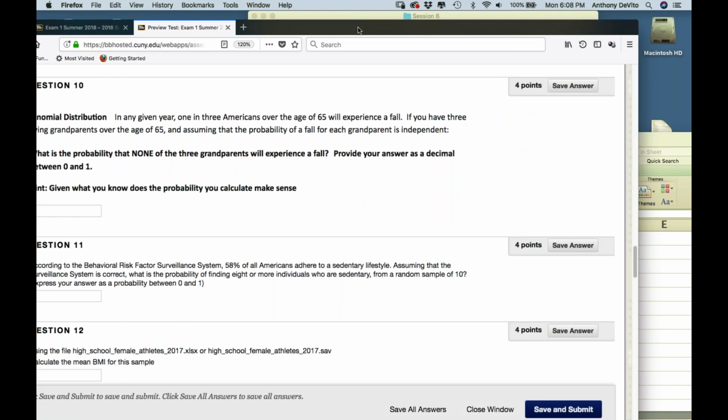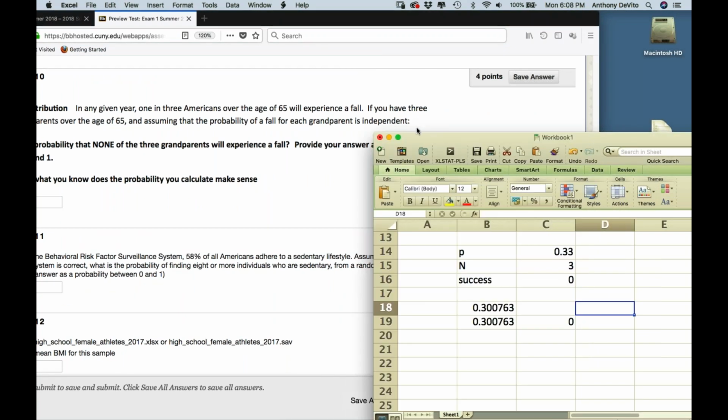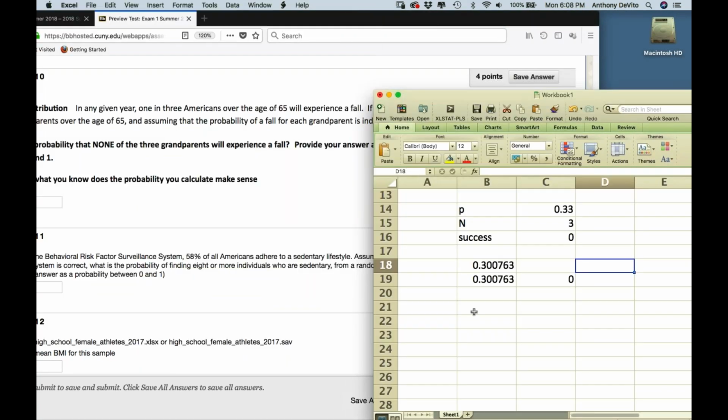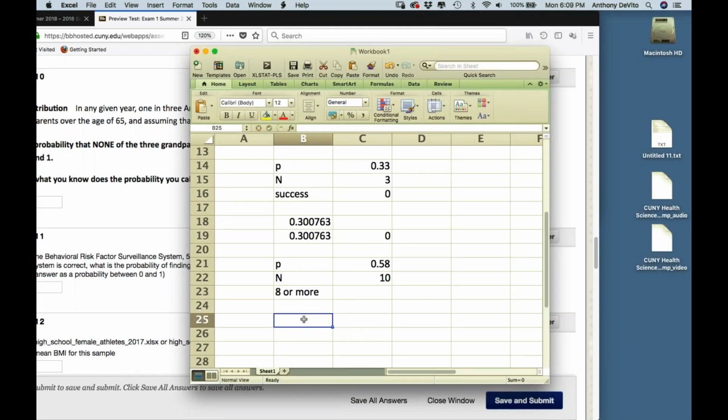So in this case, let's take a look at what our number of successes and our trials are. Our probability that any individual in this population is sedentary is 0.58. Our sample size is 10 people out of this population, and the number of successes we're interested in is 8 or more.